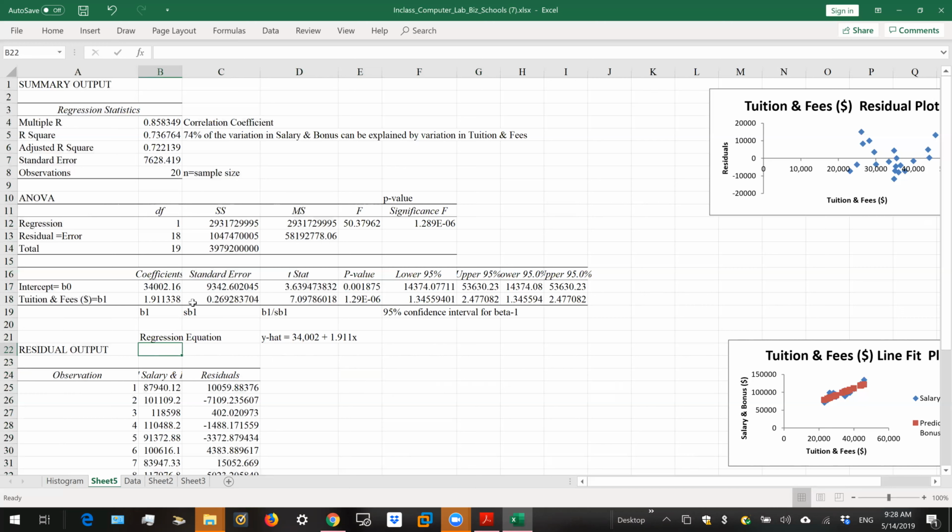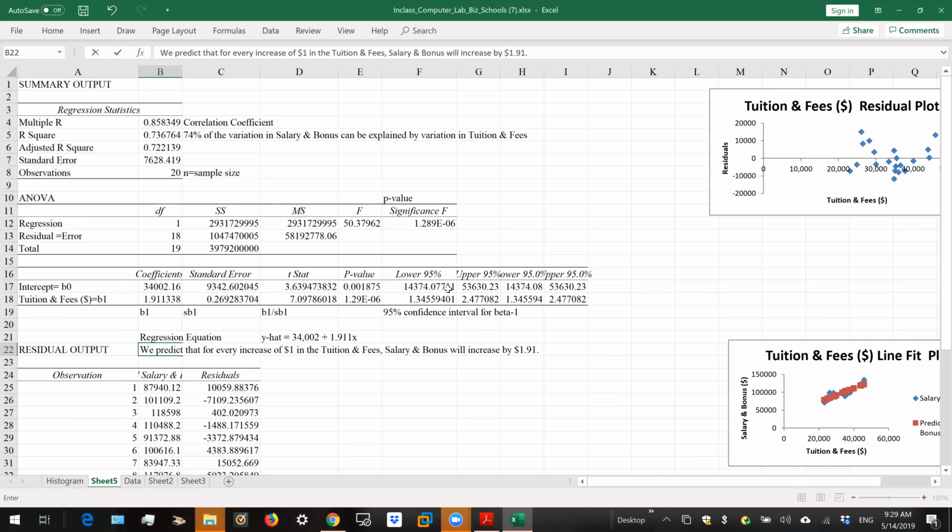In business terms, this means that we expect, or we predict, let me put it that way, we predict that for every increase of $1 in the tuition and fees, salary and bonus will increase by $1.91.